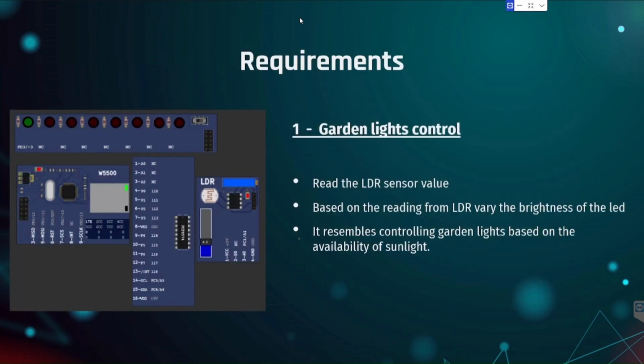Now let's discuss the requirements of this project. The first requirement is we need to control the garden lights. For this, first we need to read the LDR sensor value. Based on the reading from the LDR, we need to vary the brightness of the LED. It resembles controlling the garden lights based on the availability of the sunlight. This is the first requirement of our project.